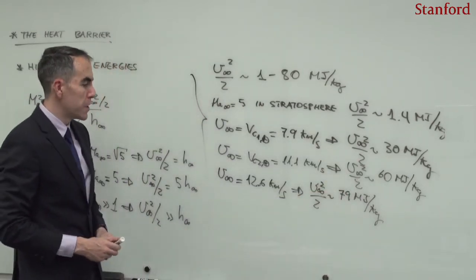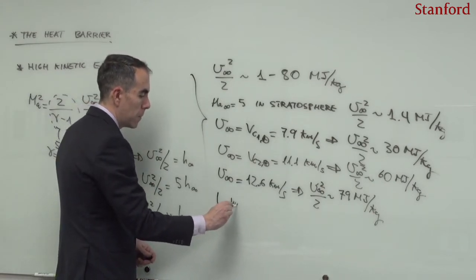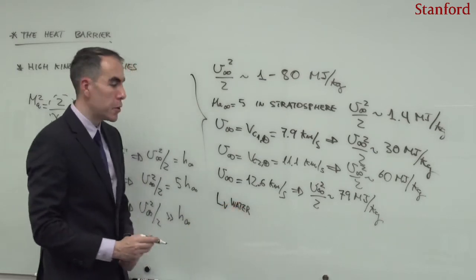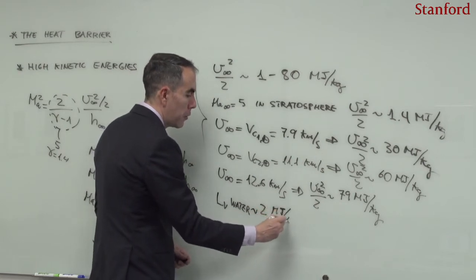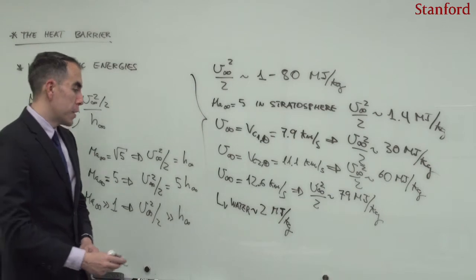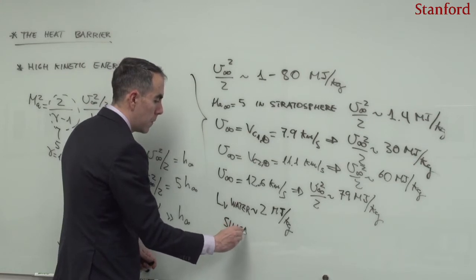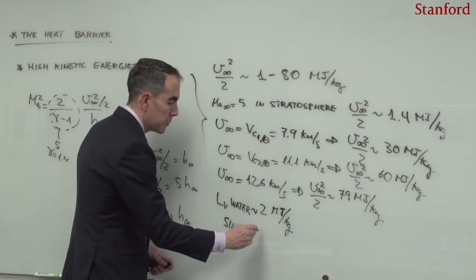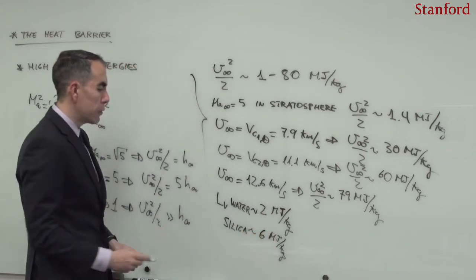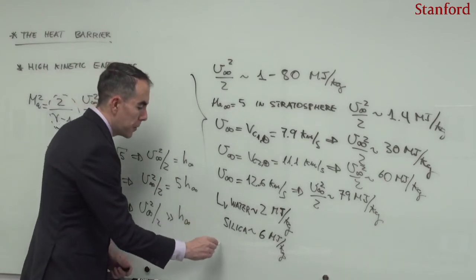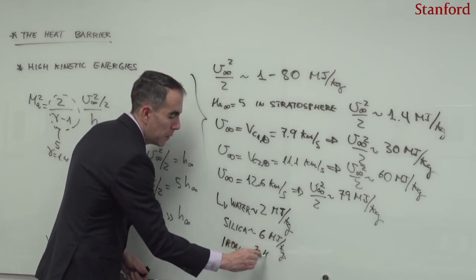Well, how large are these numbers that you see here? So for instance, if I take the latent heat of vaporization of water, it is about 2 megajoules per kilogram. If I take the vaporization heat of silica, this is about 6 megajoules per kilogram. Or if I were to take the melting heat for iron, this heat is about 7 megajoules per kilogram.